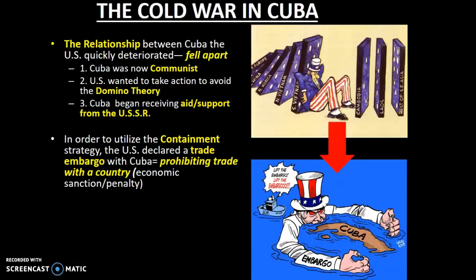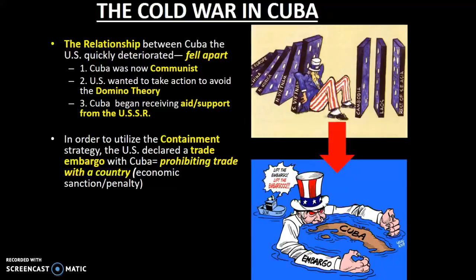Now, the United States is not okay with Cuba being communist, and so the United States is going to use its aggressive foreign policy known as containment in order to do everything possible to stop communism from spreading into neighboring Central American countries. One of the containment plans that the United States uses against Cuba is a trade embargo.